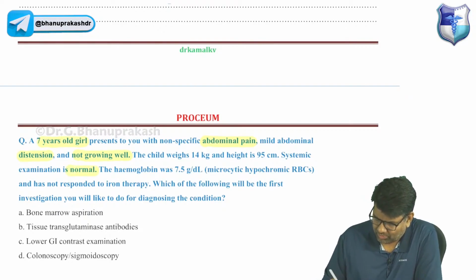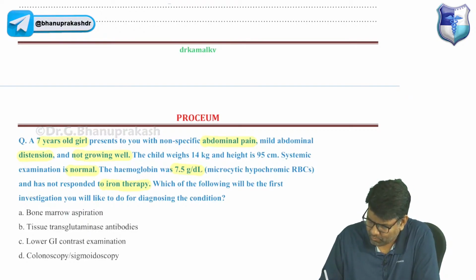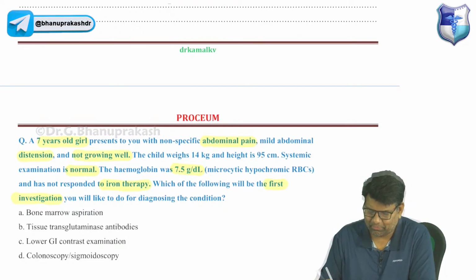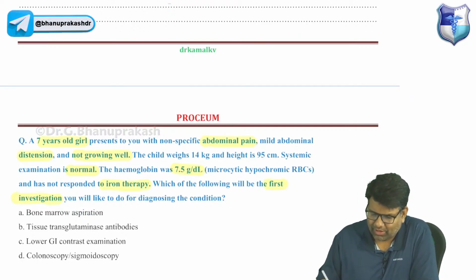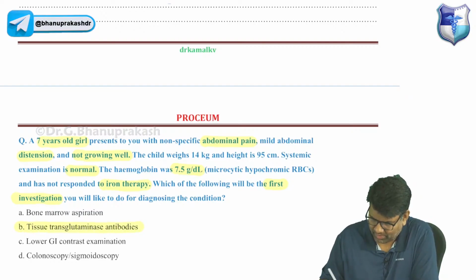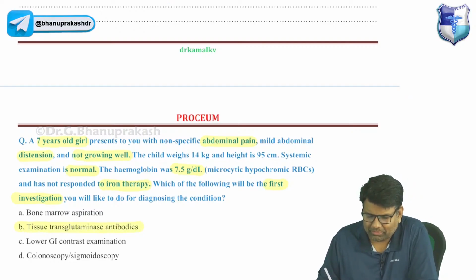Systemic examination is normal. Hemoglobin is less and it suggested microcytic hypochromic anemia which is not responding to iron therapy. What will be your first investigation for this condition? Now, this is a little difficult. Yes, the answer is tissue transglutaminase antibodies. And why will you go for it? What condition are you suspecting?